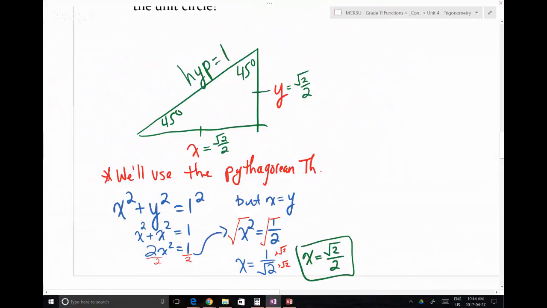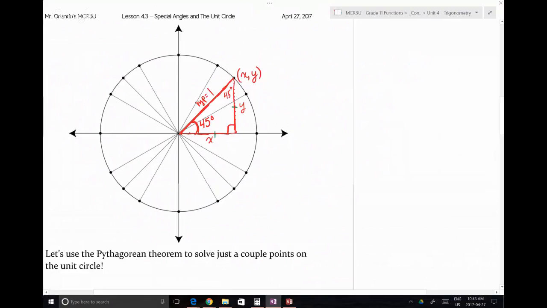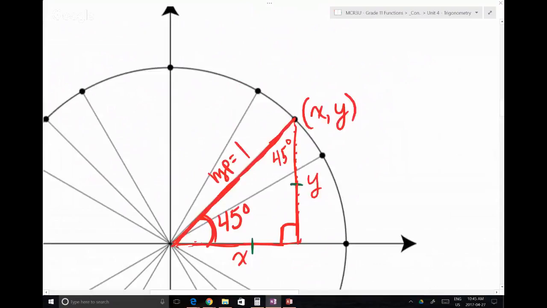Okay, so what are we doing here? Why did we do this? Well, that means that for this particular angle, for an angle of 45 degrees, the x value is root 2 over 2, and the y value is root 2 over 2. So we can put that in here. We can say, okay, here, root 2 over 2, comma, root 2 over 2. Those will be the coordinates of this point.